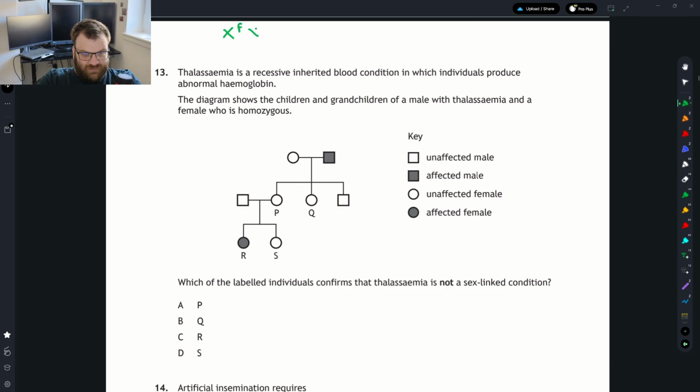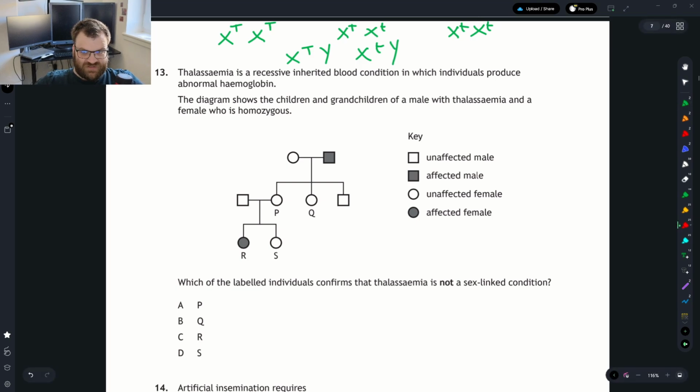Now, for females, there are 3 combinations of alleles we could have: X big T, X big T; X big T, X little t; and X little t, X little t. For males, there are only 2 options. We can have X big T, Y, and X little t, Y. So it's only carried on the X chromosome, and that's a different combination you can have.